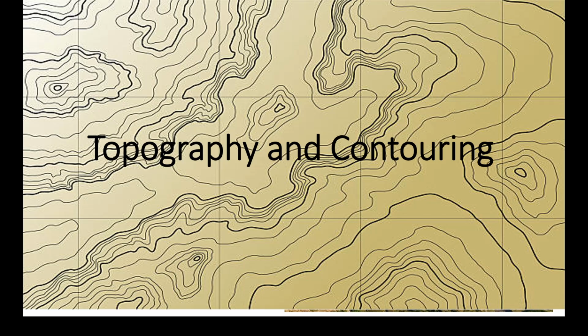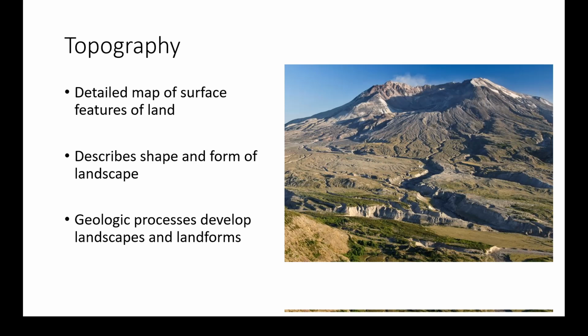So, topography refers to the surface elevation of the land. Topographic maps are detailed maps that show the surface features of the land. They show the shape and form of the landscape and allow you to see some of the geological processes that develop landscapes and landforms. So they help your geologic understanding on how a surface feature might have been formed, especially large-scale features that you might not be able to see just from an individual perspective standing in the area.